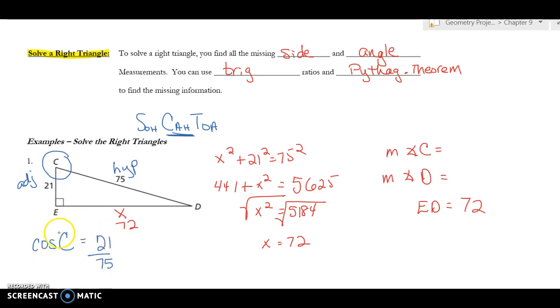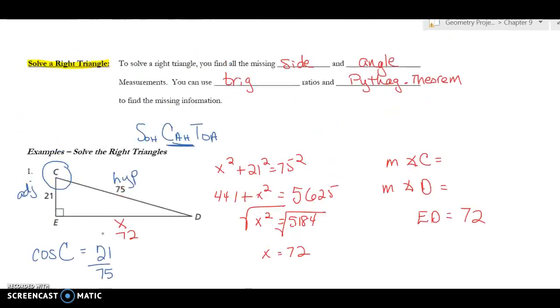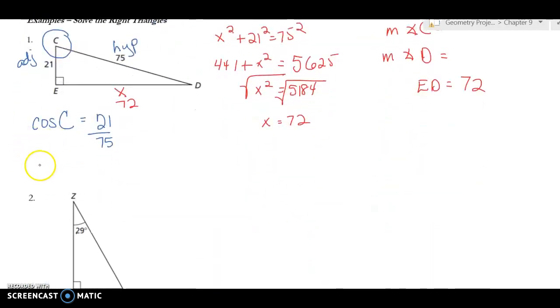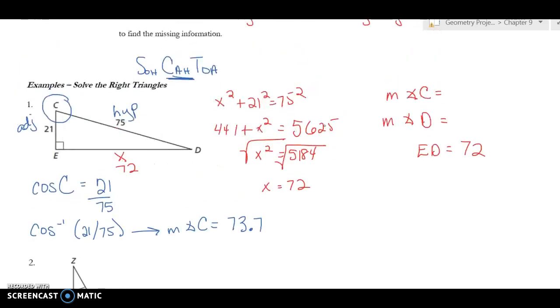And this is a new problem we haven't done yet, but it's just like we did up here. When I'm looking for the angle, I do the inverse. So I'm going to do my inverse cosine of 21 divided by 75, and that's going to tell me the measure of angle C. Inverse cosine of 21 divided by 75 gives me 73.7. So I'm going to say that angle C is 73, I'm sorry, not 73 but 74, because I rounded up.